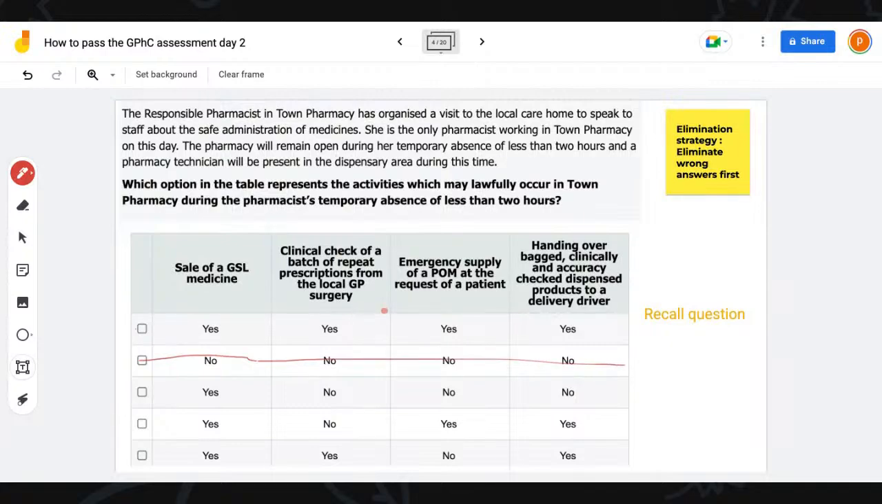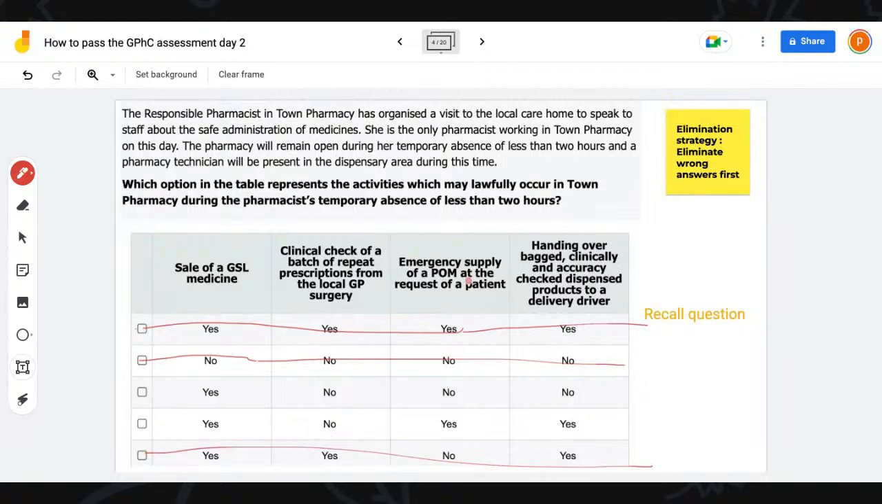Next line says clinical check of a batch of repeat prescriptions from the local GP. Can you clinically check a prescription without a pharmacist in there? Can you, yes or no? Guys, this is when you think about it, you can't do that, right? So this is based on you cannot clinically check without the pharmacist. So any answer that says yes, you can, we're going to eliminate it. With the elimination strategy, we're not looking for the correct answer. We're just taking out the wrong answers. This says yes, you can, that cannot be correct. This says yes, you can, that cannot be correct.